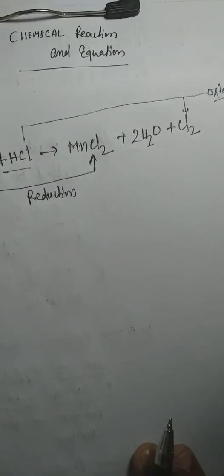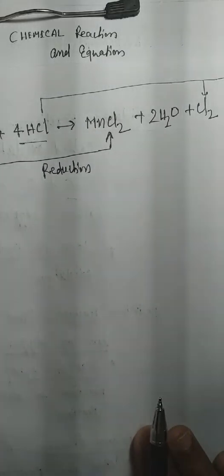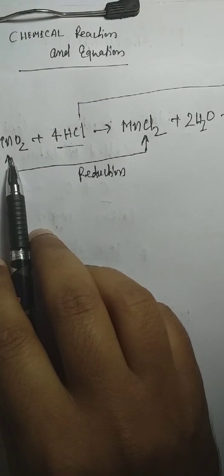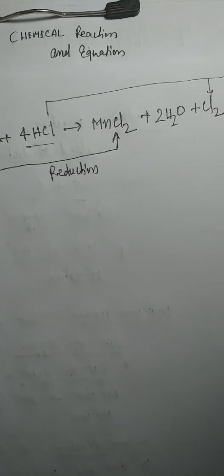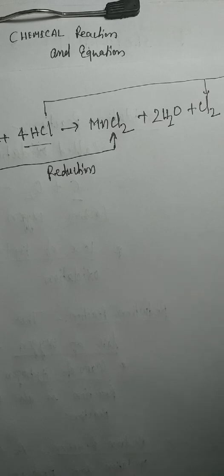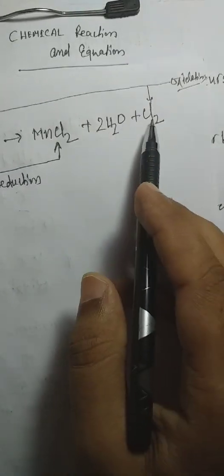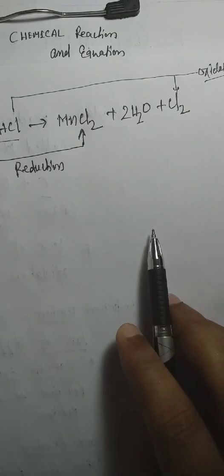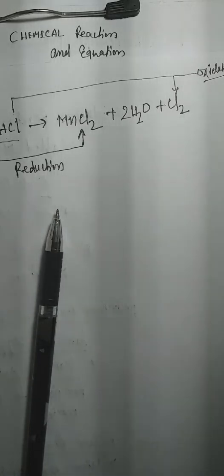We are going with one more example: MnO2 plus 4HCl gives MnCl2 plus 2H2O plus Cl2. What is going on here? MnO2 loses oxygen, by which it is called a reduction reaction, and in HCl there is loss of hydrogen, so it is called oxidation. Like that you have to memorize all these things, and we will discuss the next topic in the next class.